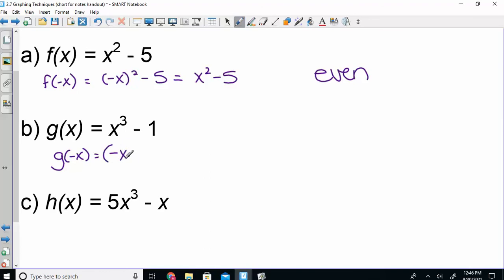So on this one, if I put in a negative x, if you take a negative cubed, is it positive or negative? Negative. Is that what I started with? No, because on the x cubed. Is it the same as multiplying the first one times -1? No. So this one's neither.